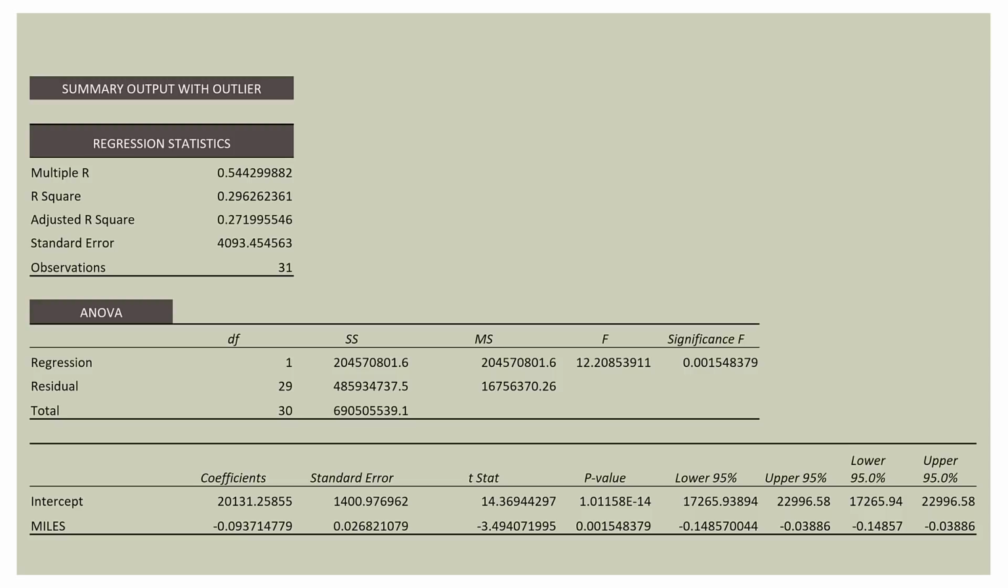So finally, if we go to the miles variable at the bottom, go to p-value, you'll notice that the p-value for miles, 0.001548, etc., is the same as the significance for the F statistic up above because this is simple regression and they are both the same.